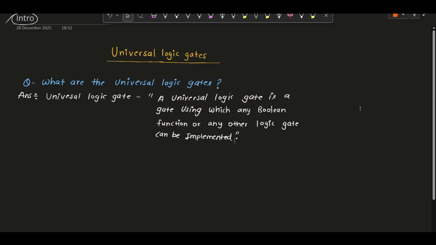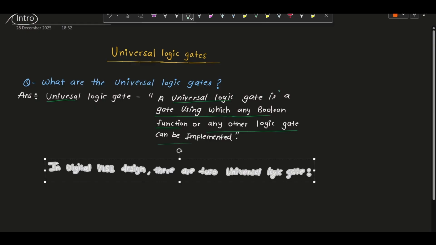Let's start. So the first question is, what are the universal logic gates? Before that, we first understand what a universal logic gate means. A universal logic gate is a gate using which any Boolean function or any other logic gate can be implemented. Meaning, using a universal logic gate, you can easily implement any Boolean algebraic function or any other logic gates.